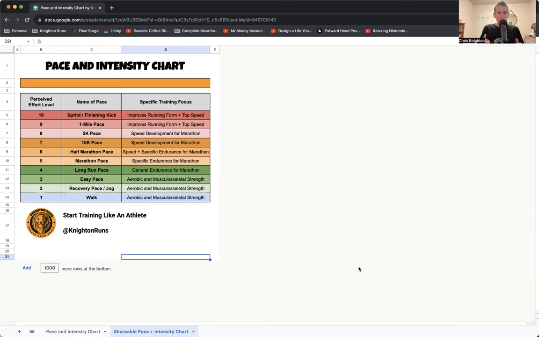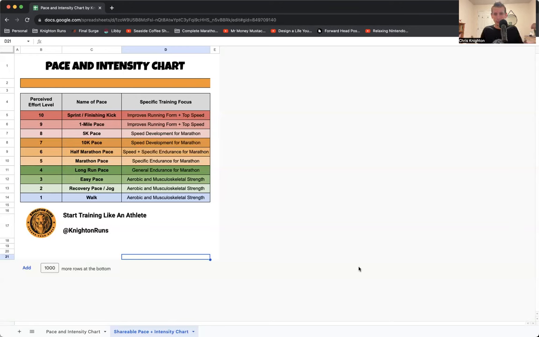So I would say 1 out of 10 effort for running wouldn't really even be running at all. That's just walking. Maybe jogging extremely slowly feels like a 1 out of 10. Once you get into the 2 out of 10 effort, this is what we would call jogging or a recovery pace.